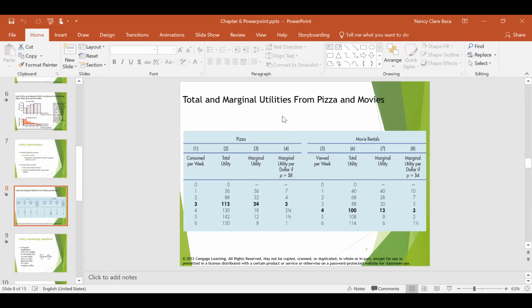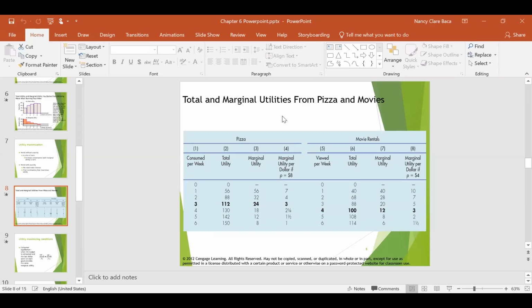Her budget's $40. So we have to find where all $40 are spent. That's the first condition of consumer equilibrium. The second one is we have to find where the marginal utility per dollar is equal for those units. So if we compare column 4 and 8, and we work our way down, the first number that I can see that's the same in both of those columns is a 7.